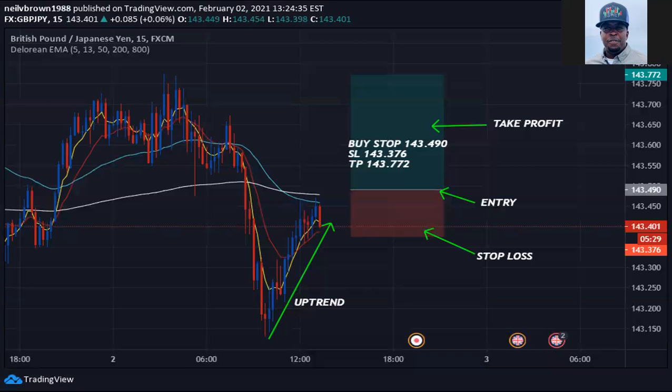So what price is going to do: price is going to pull down, and then price is going to be in an uptrend. You're going to place your order right here at this number, 143490, and you're going to wait for price to tag you in that uptrend to go up for the buy. So you wait for it to meet you, and then it's going to go up. We have our take profit, we have our entry for the buy stop, and we have our stop loss.